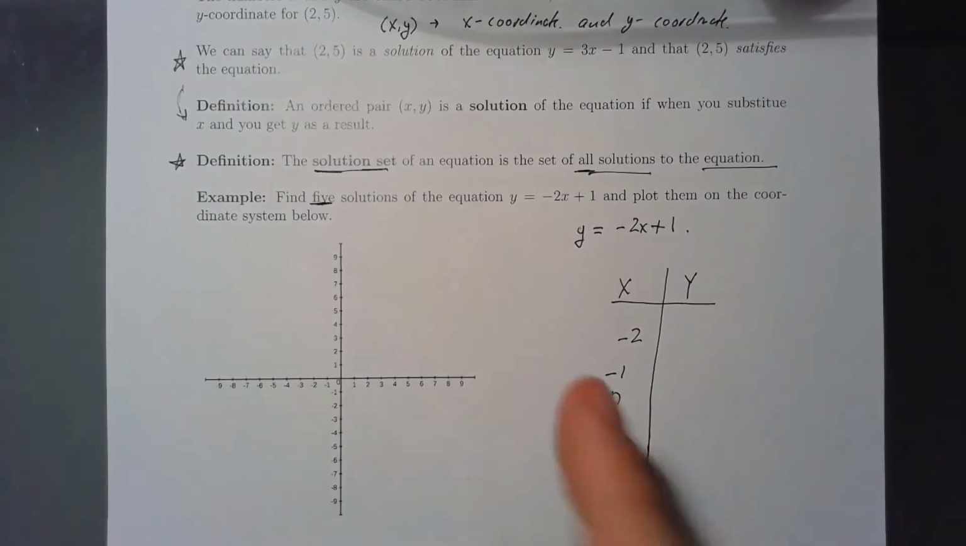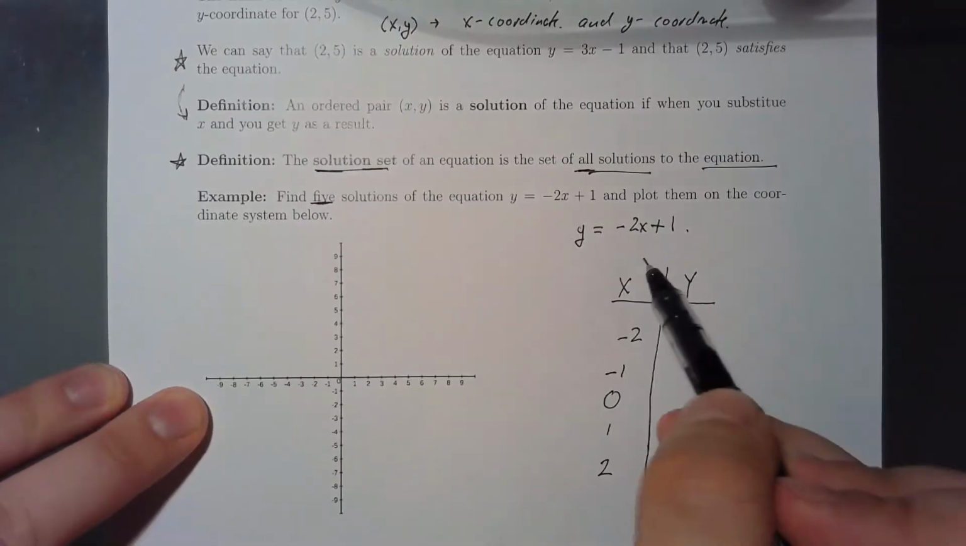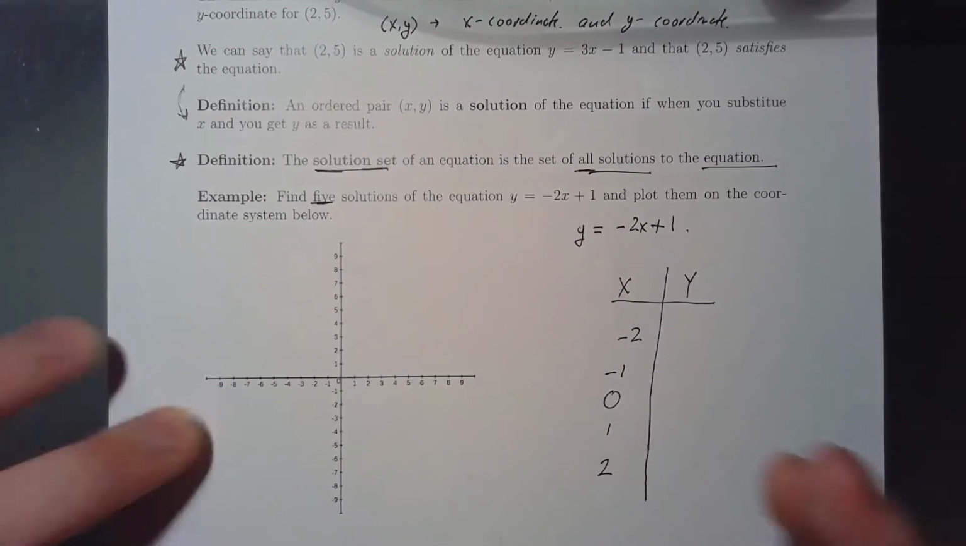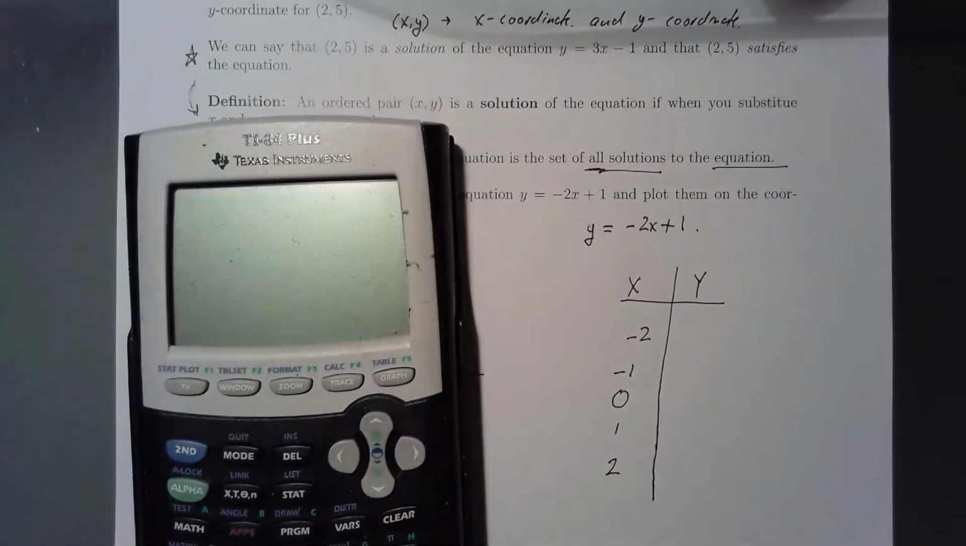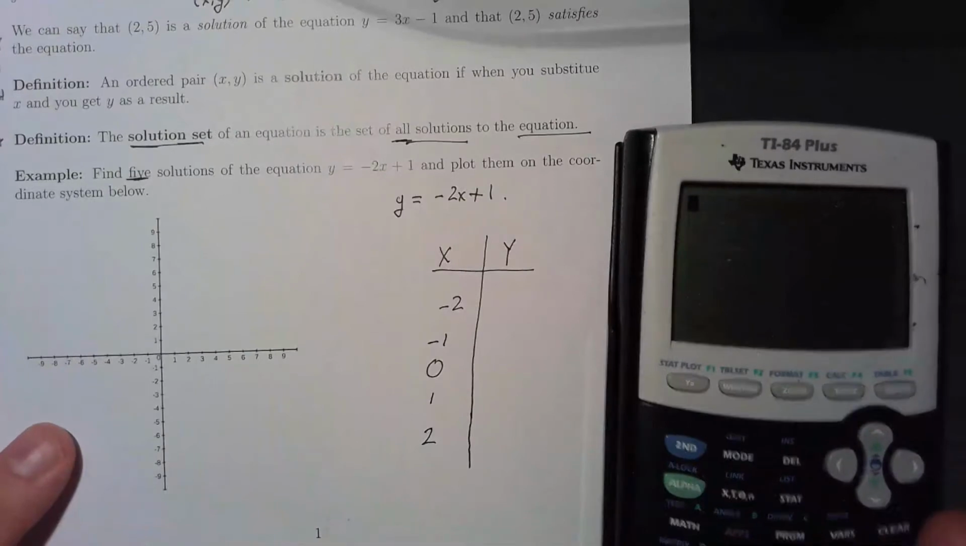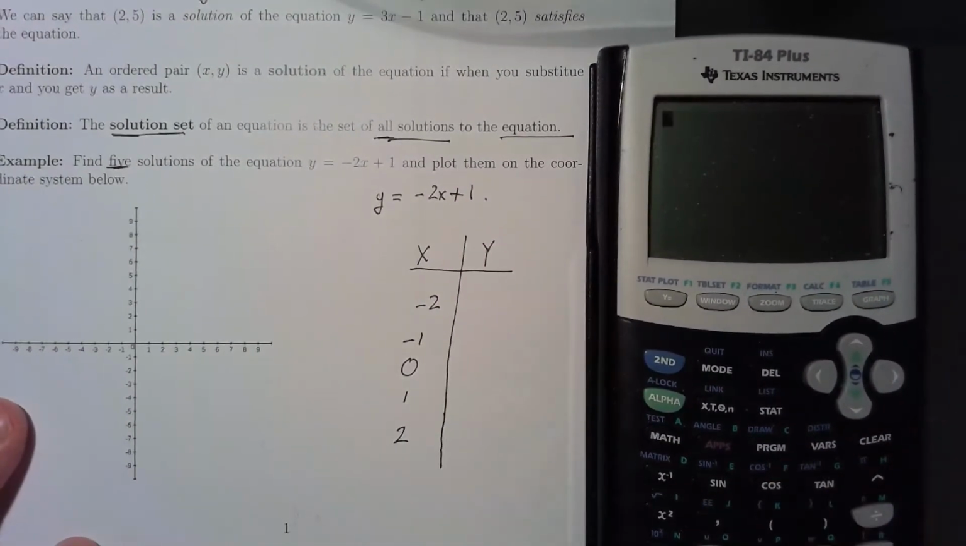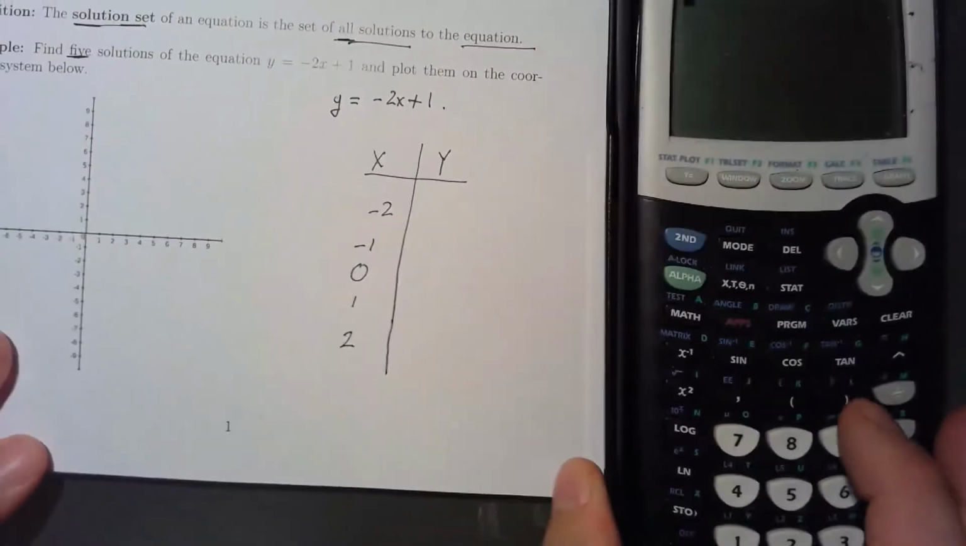Now to find y, just take each one of these values and plug it in here, and see what you get for y for each value of x. That's it. You could use your calculator. Here's my TI-84. Let me put it where there's no glare. Let me try and get this in here as best as I can.